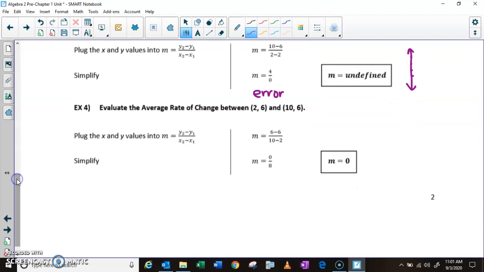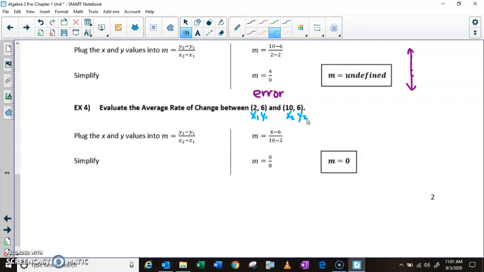In example number 4, the rate of change between the points 2, 6 and the point 10, 6. So again, we can identify my points x1, y1, x2, y2. So 6 minus 6 over 10 minus 8. 6 minus 6 is 0. Over 10 minus 8, or 10 minus 2, 8. And 0 divided by 8, if I have 0 and I divide it by 8, that gives me 0.